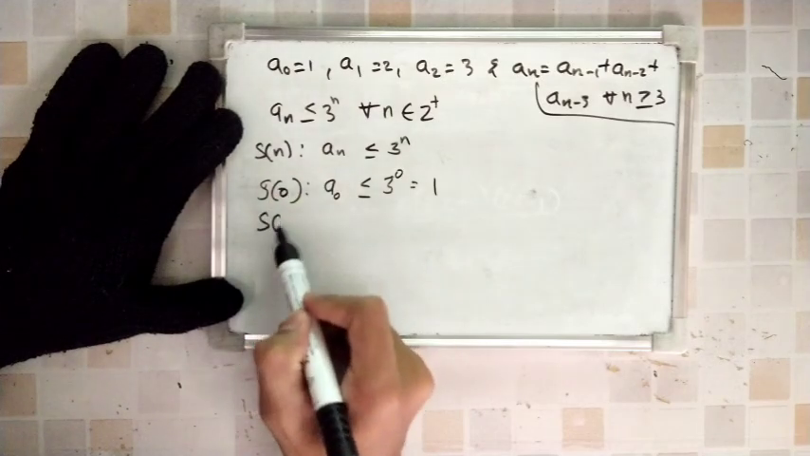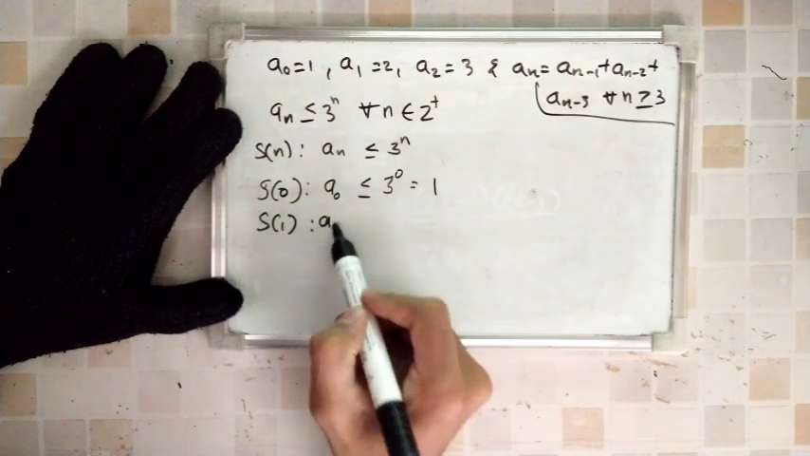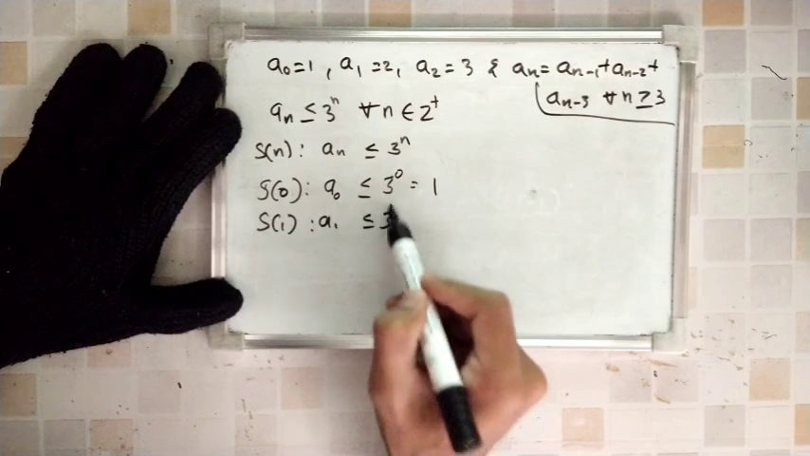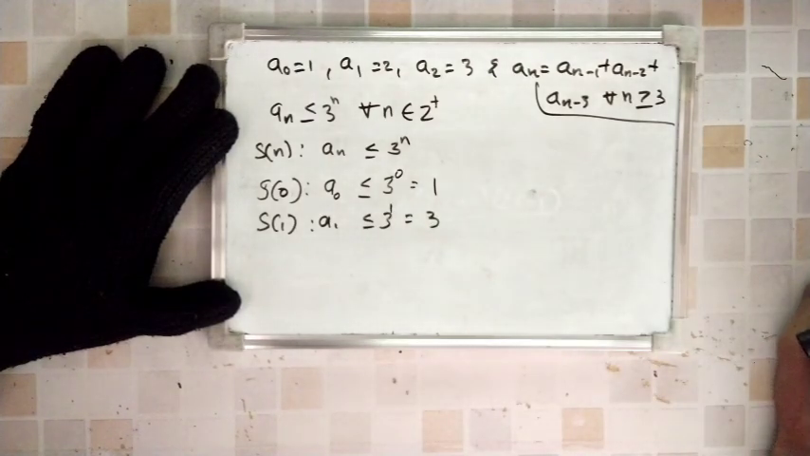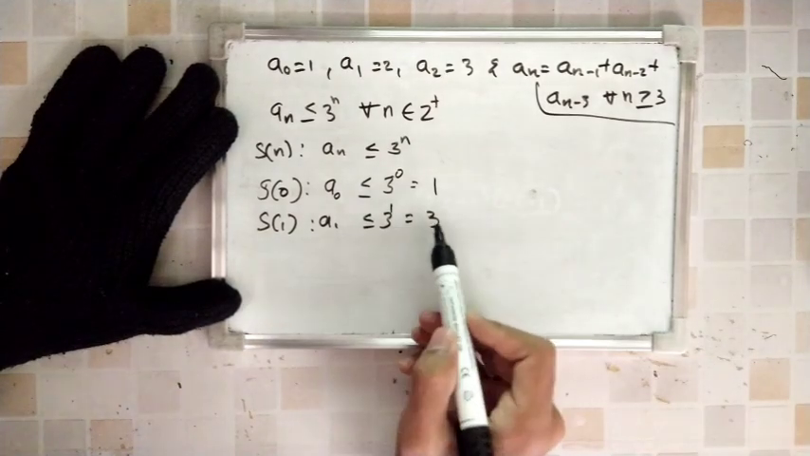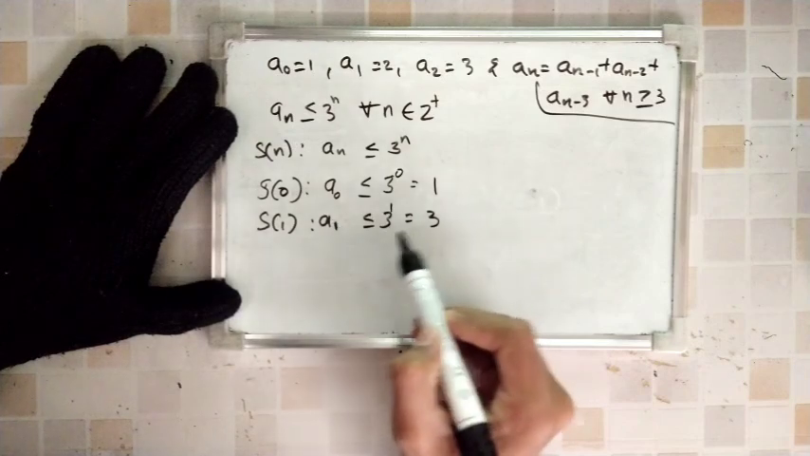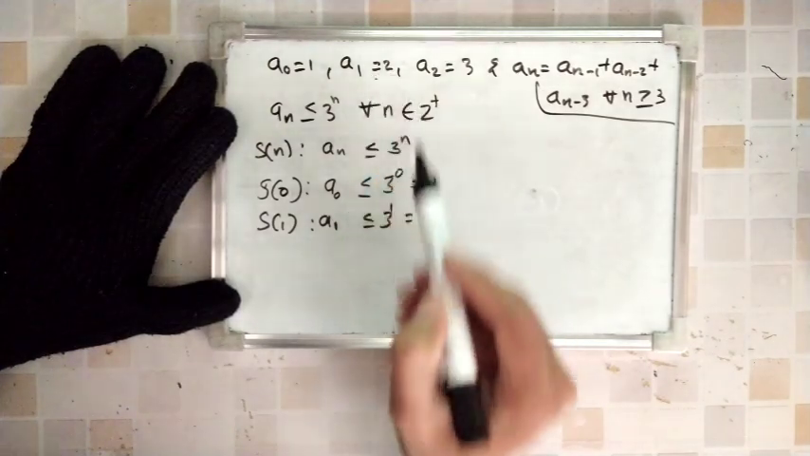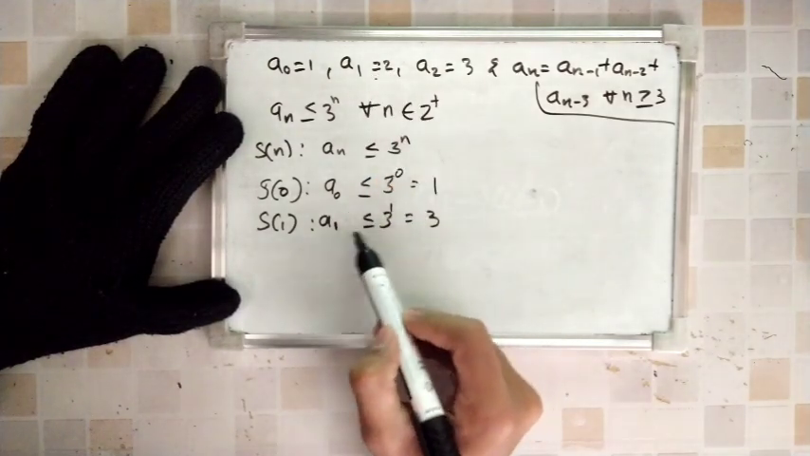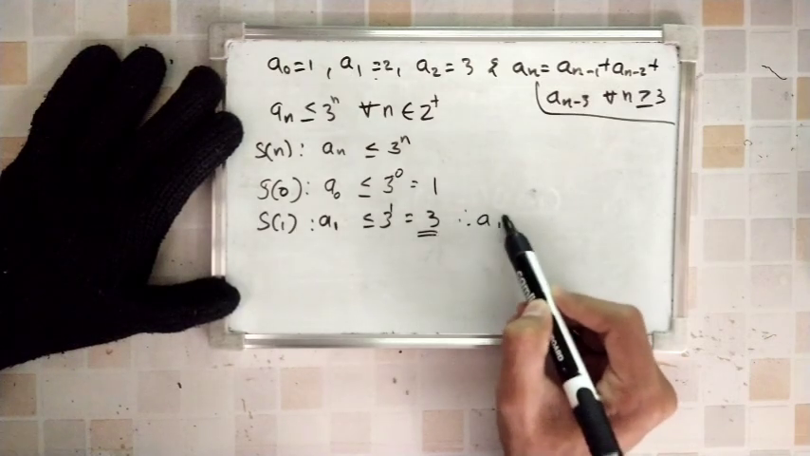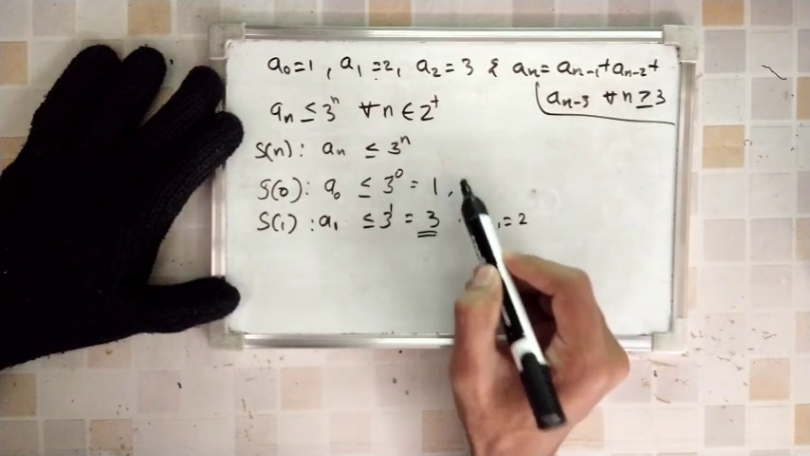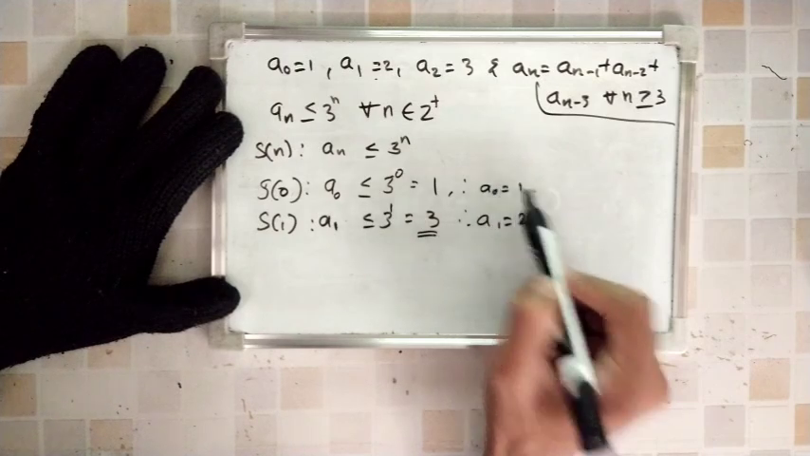Then S(1): a_1 is less than or equal to 3 to the power 1, that is 3. Is this true? a_1 is less than or equal to 3, and a_1 is 2, so it is true. It is not equal to 3, it is less than 3. Therefore a_1 is equal to 2, and a_0 is equal to 1, I will write.